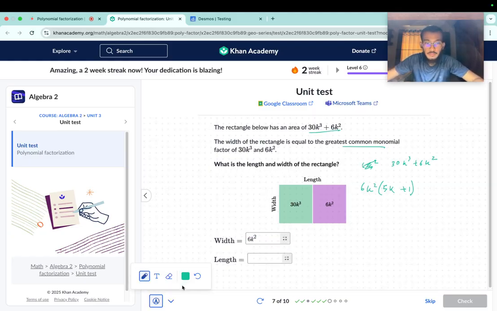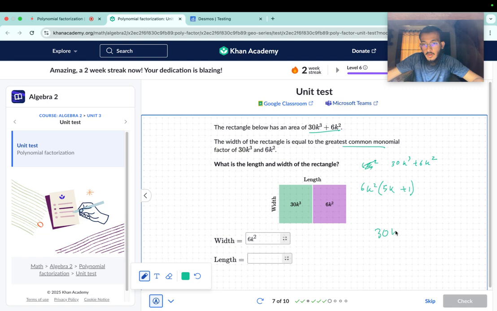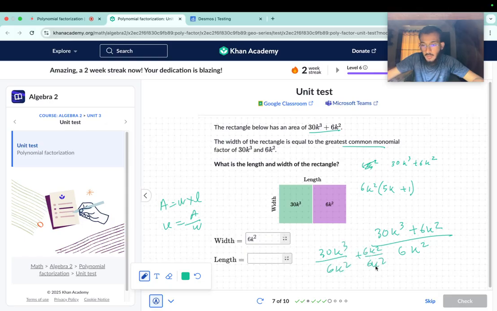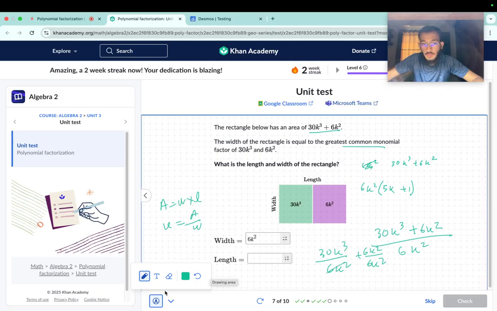What about the length? Well, we know the area, 30k cubed plus 6k squared. We know that area equals width times length, and we want to find length, so length equals area divided by width. So when we divide, 30k cubed is divided by 6k squared, which gives 5k, and 6k squared divided by 6k squared becomes 1, so 5k plus 1.